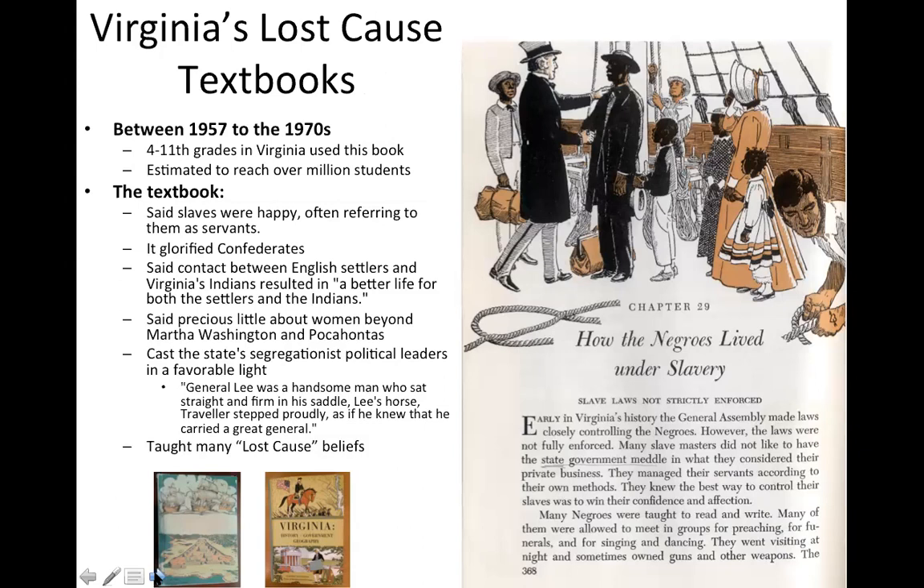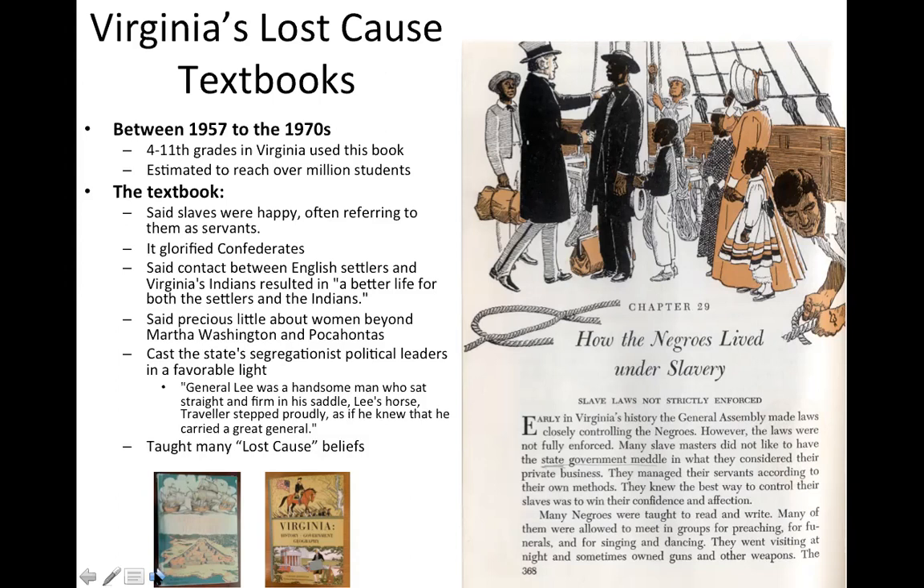And this textbook said slaves were happy, often referring to them as servants. It glorified Confederates. It said contact between English settlers and Virginia Indians resulted in a better life for both the settlers and Indians. It said precious little about women beyond Martha Washington and Pocahontas, and cast the state's segregationist political leaders in a favorable light, saying General Lee was a handsome man who sat straight and firm on the saddle. Lee's horse, Traveler, stepped proudly as if he knew that he carried a great general. And then it taught many Lost Cause beliefs.